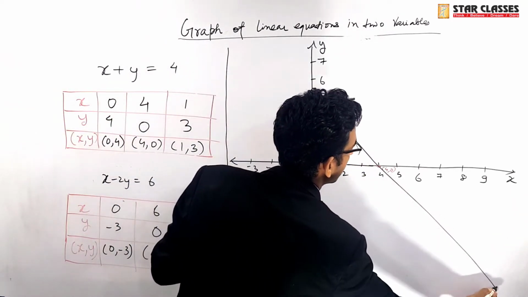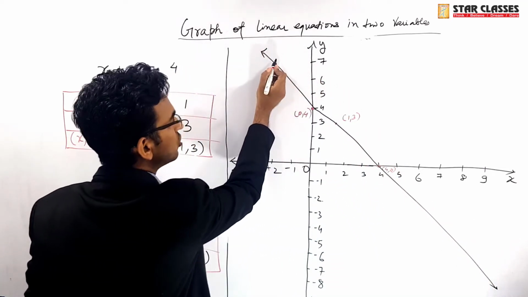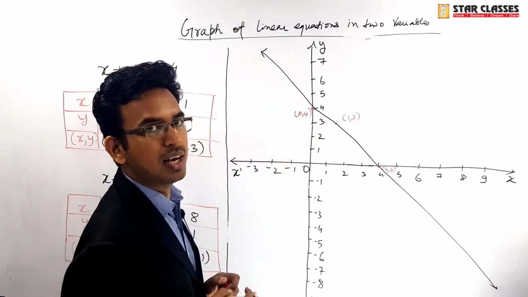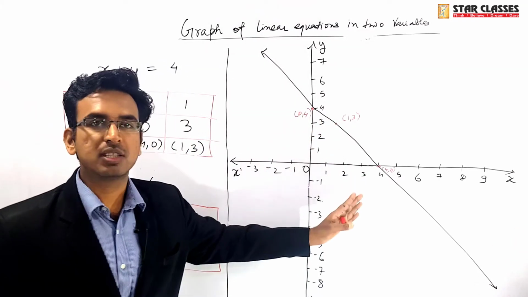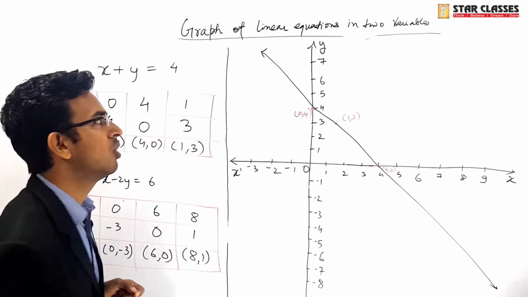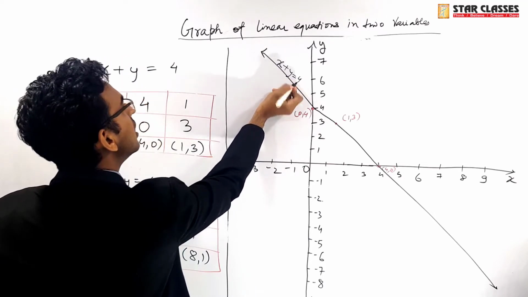Using a scale, you have to draw. As we know, these 3 points have to be collinear. Collinear means they should lie on the same line. That's why we are plotting 3 points. Otherwise, we would have got the line from 2 points itself. Now, write the name of the equation on this line.